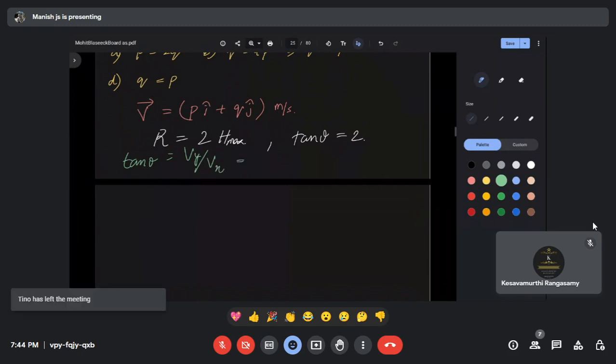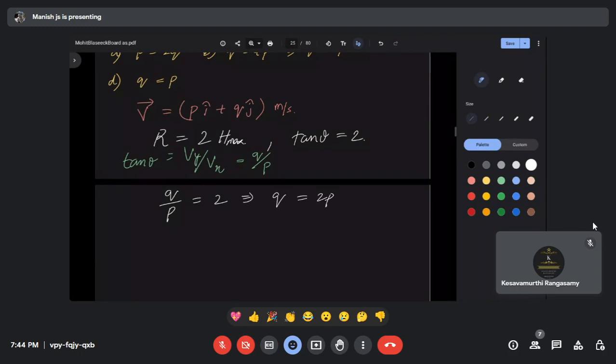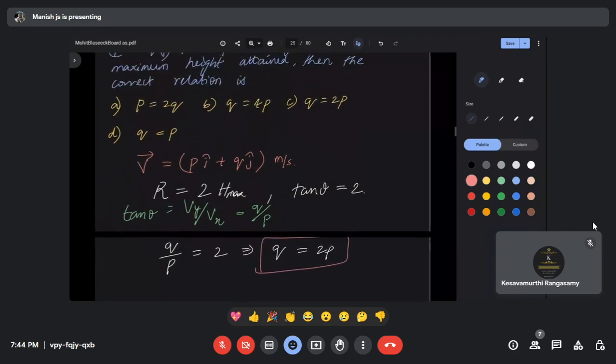Yes, sir. So what is the y component corresponding to j cap or i cap? j cap. Exactly. So tan theta is also Q upon P. Now you can get the answer. So Q by P is equal to 2, which means Q is equal to 2P. Simple. So which is the answer? Option C, sir. Yes, option C is the right one. Q is equal to 2P.